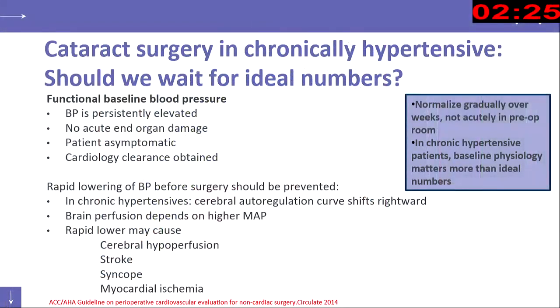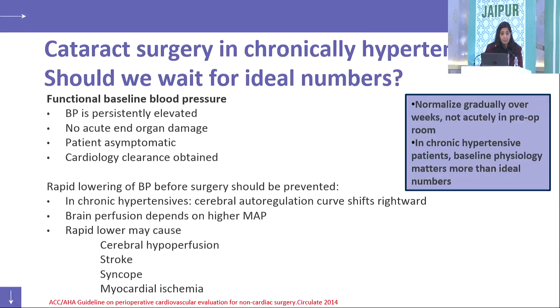Now the learning point was, should we wait for the ideal numbers of 160 by 95? According to the literature, in chronic hypertensive patients, the cerebral autoregulation curve moves towards the right. That is, the brain becomes accustomed to higher perfusion pressures, and if we try to rapidly control the BP or rapidly reduce the blood pressure, it causes cerebral hypoperfusion, leading to stroke, syncope, and myocardial infarction. So it is advised that we should gradually reduce the BP over weeks rather than rapidly reducing the blood pressure.